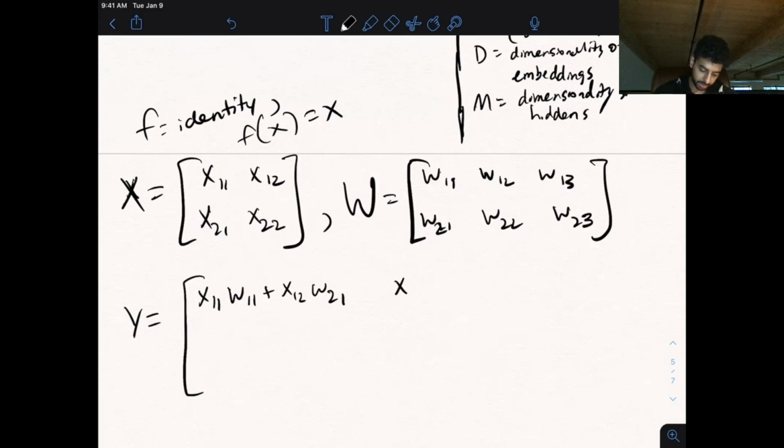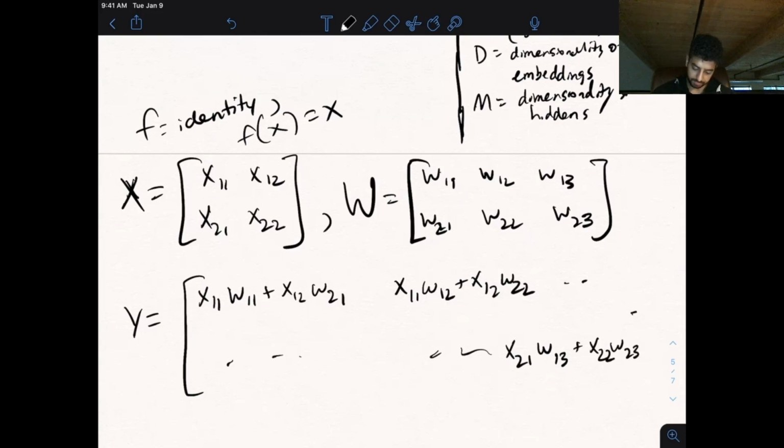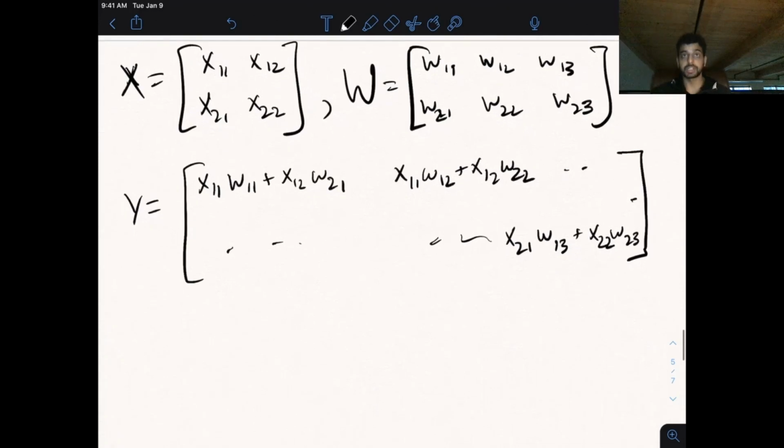So let's look at the second. Here we are multiplying this first row by this column. So it's x11 times w12 plus x12 times w22, and so on. And at the bottom, let's just fill in the last cell. Here it's x21 times w13 plus x22 times w23. Okay. So this is what y actually looks like, right?